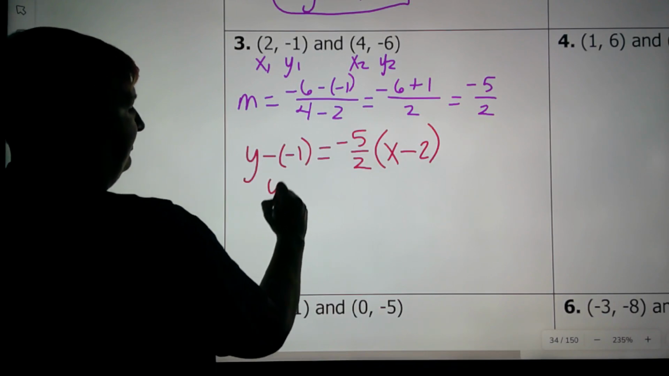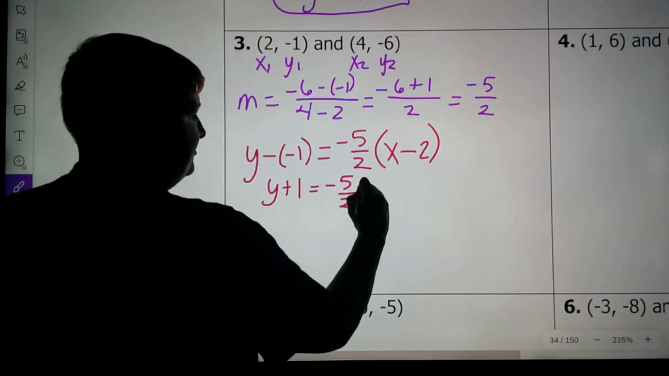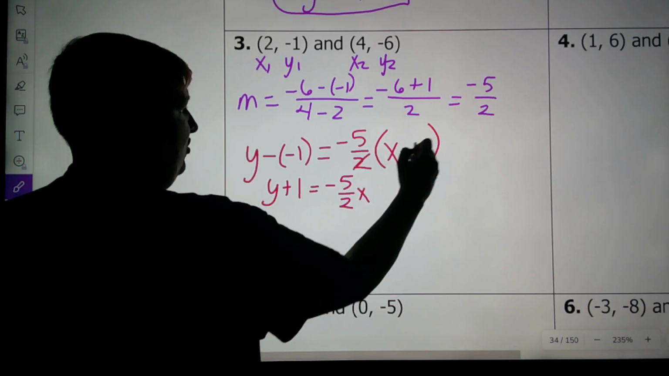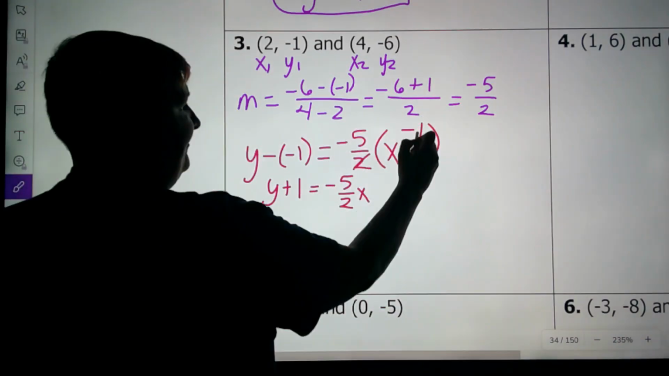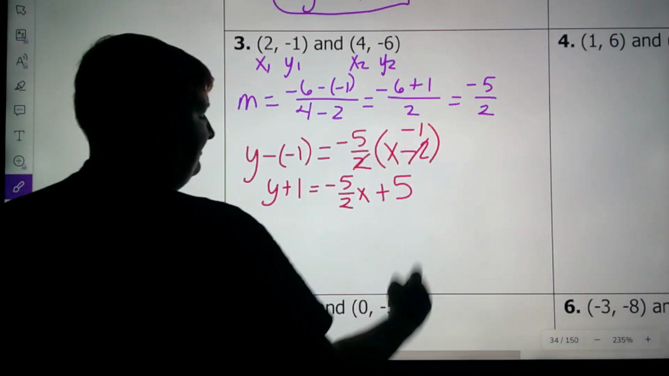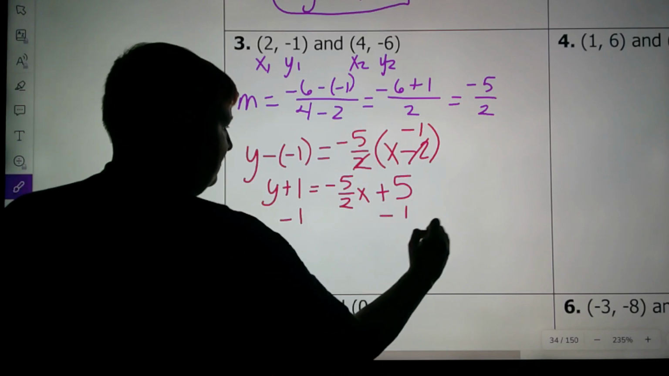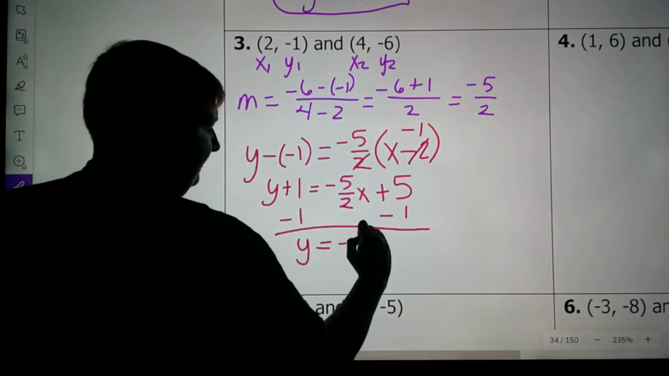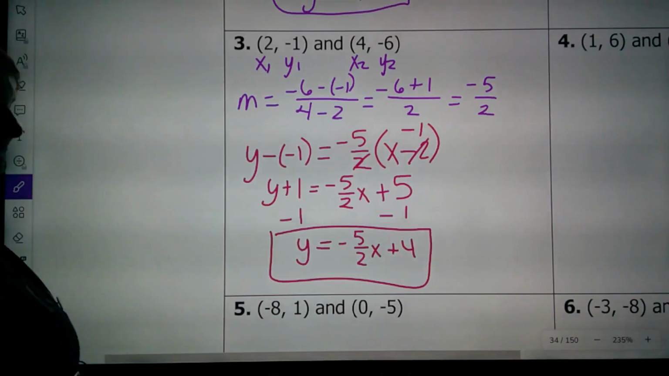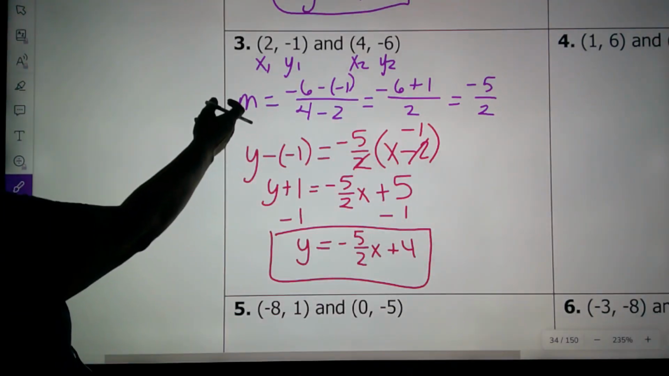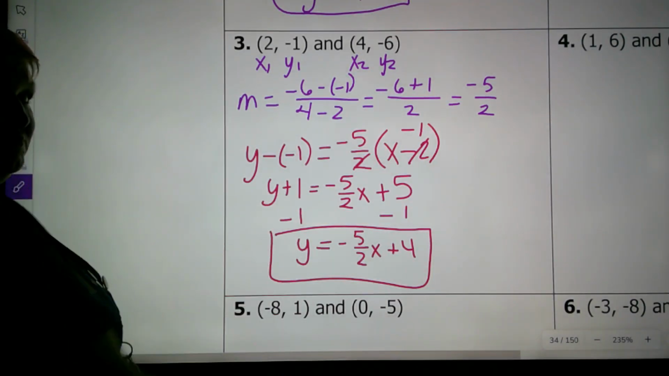This becomes y plus 1 equals negative 5 over 2 times x. 2 over negative 2 becomes negative 1. Negative 5 times negative 1 is positive 5. This is a positive 1 as our constant, so we're going to subtract 1. Y equals negative 5 over 2x plus 4. Bam. Slope formula, point slope formula, slope intercept form.